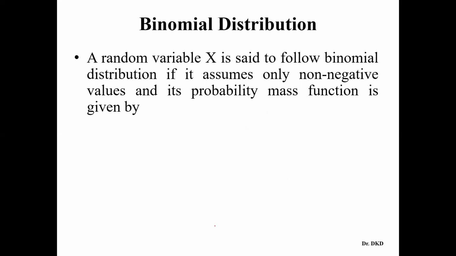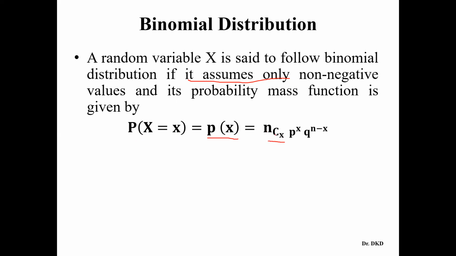Now, a random variable x is said to follow binomial distribution if it assumes only non-negative values and its probability mass function is as follows. The probability of x successes, denoted by P(x), is nCx, where C represents combinations: n is the number of trials, out of which x are successes, and p is the probability of success to power x, times q to power n minus x, where x can take values 0, 1, 2 up to n, and q equals 1 minus p.